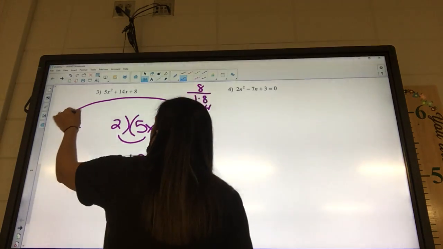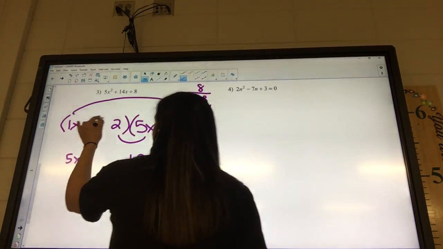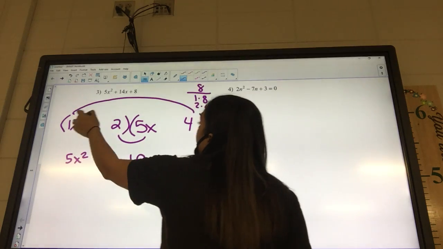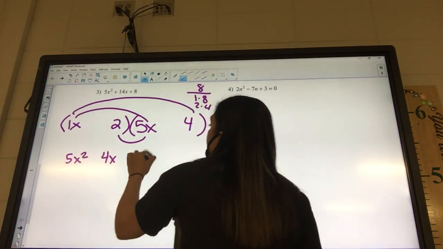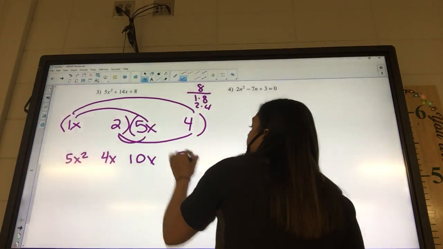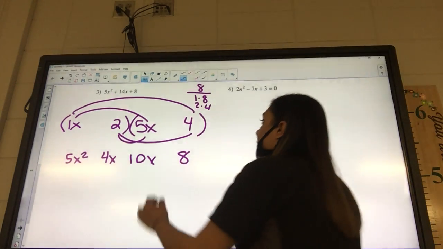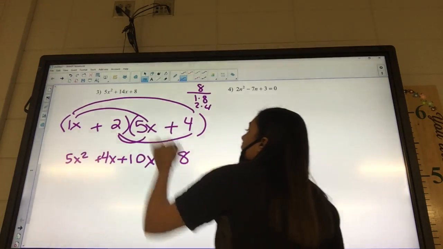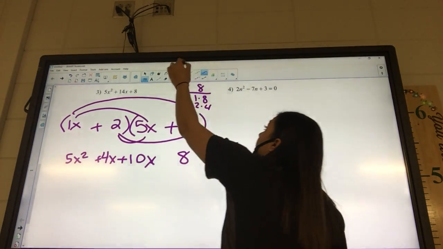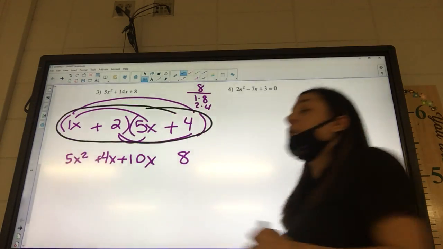Okay, so for the beginning, you would get 5x squared. The outer would be 4x, the inner 10x, and then the last is 8. Okay, so would a 4 and a 10 ever give me 14? Yes. It's going to be plus. And then you leave it. Done. And we're done, because why? Because there's no equal 0, so this is our actual answer. I told you so.